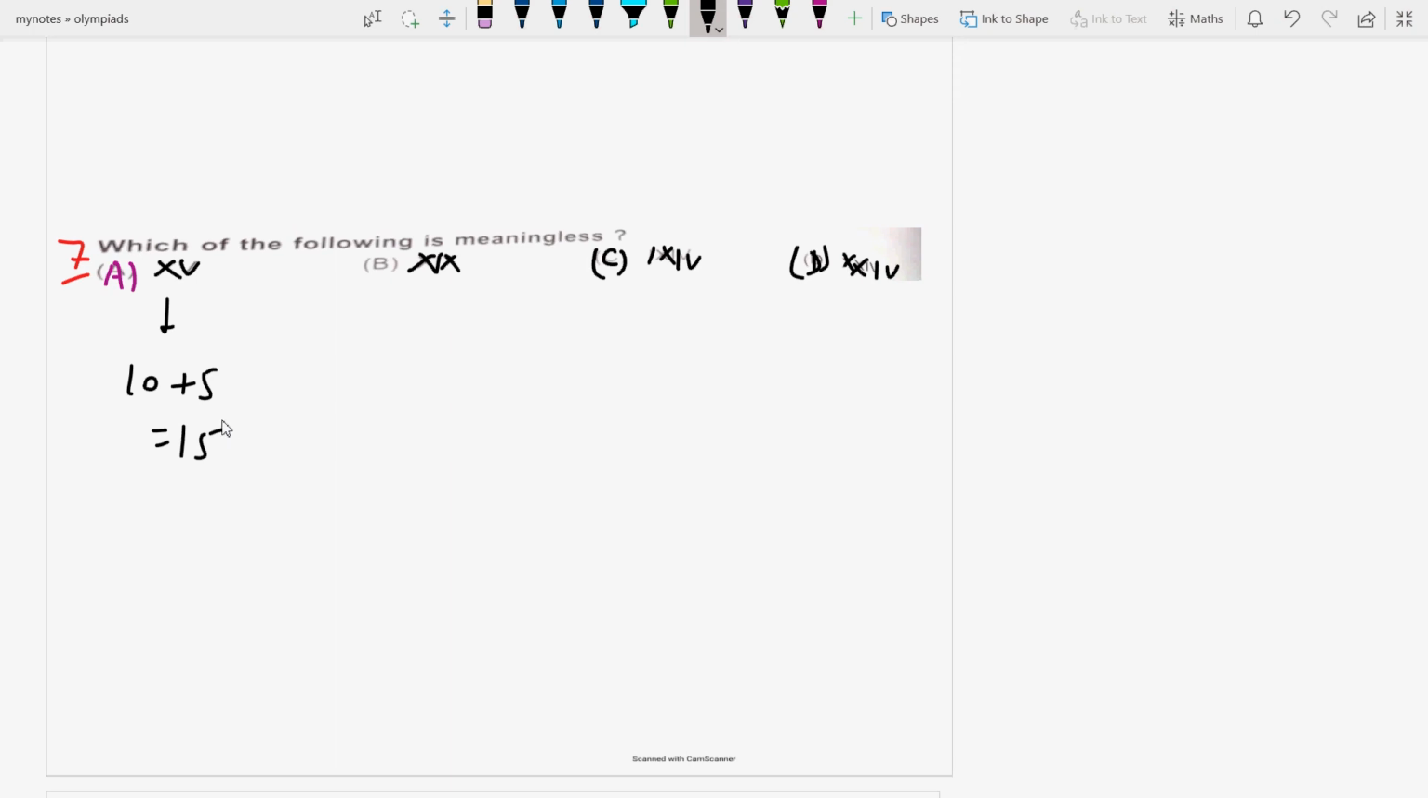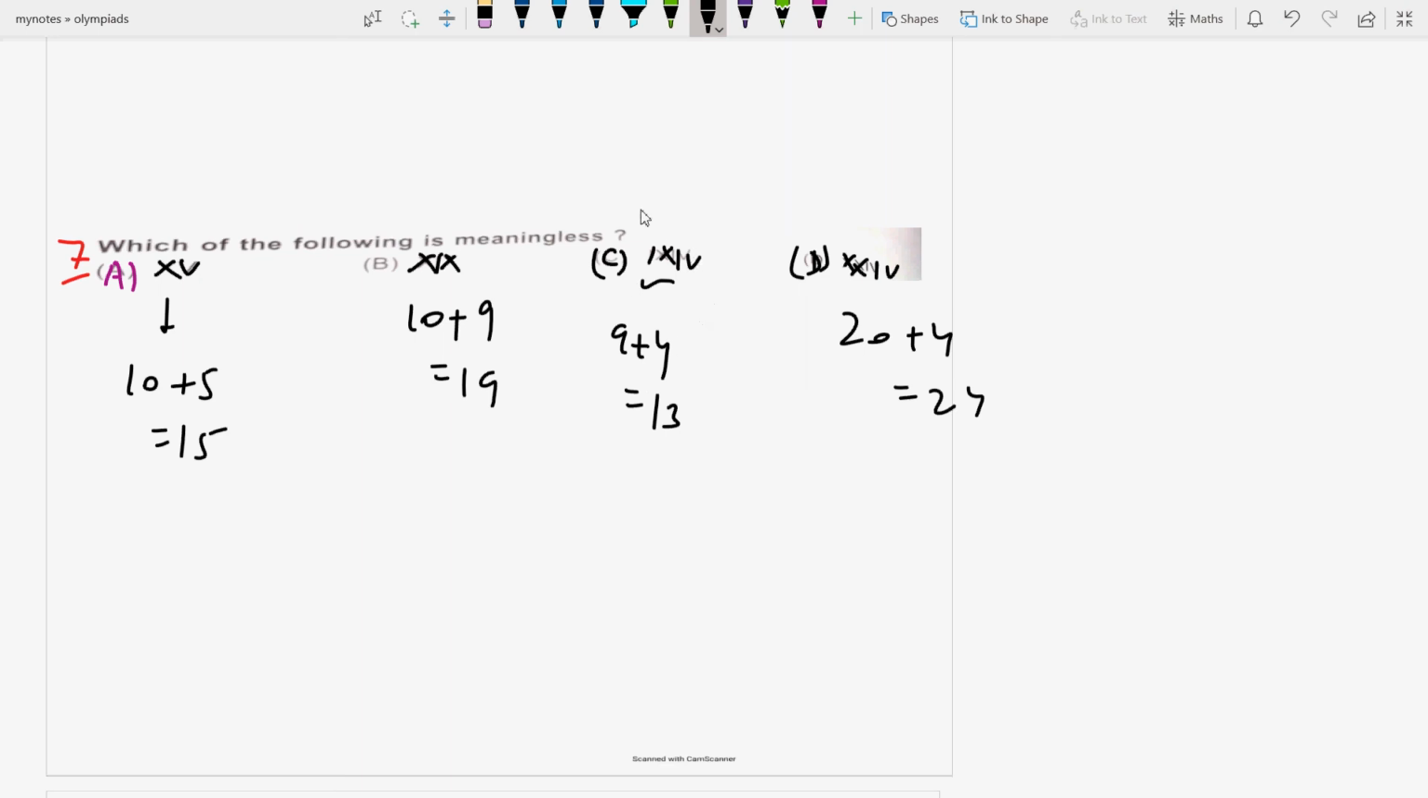Next one is XIX, it is 10 plus IX, which is 9, this is 19. XIII is 9 plus 4, this is 13, and XXIV is 20 plus 4, this is 24. So which is meaningless? Meaningless will be this, IXIV. Yeah, this is meaningless.